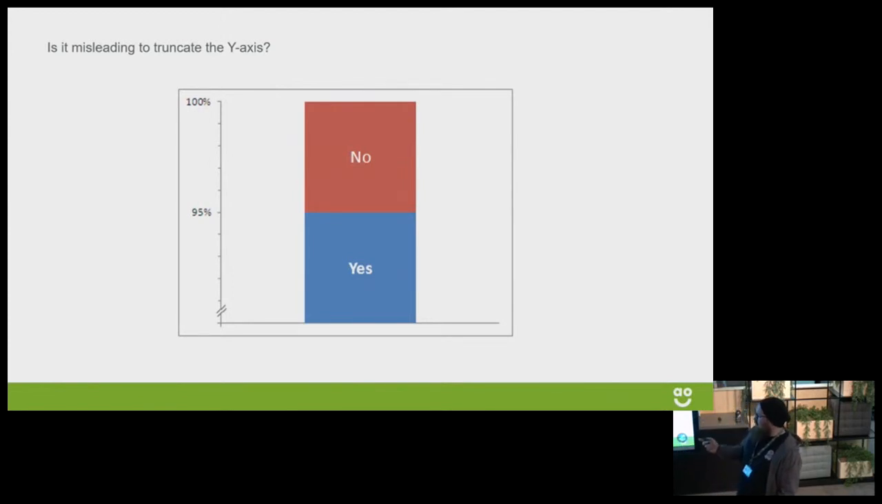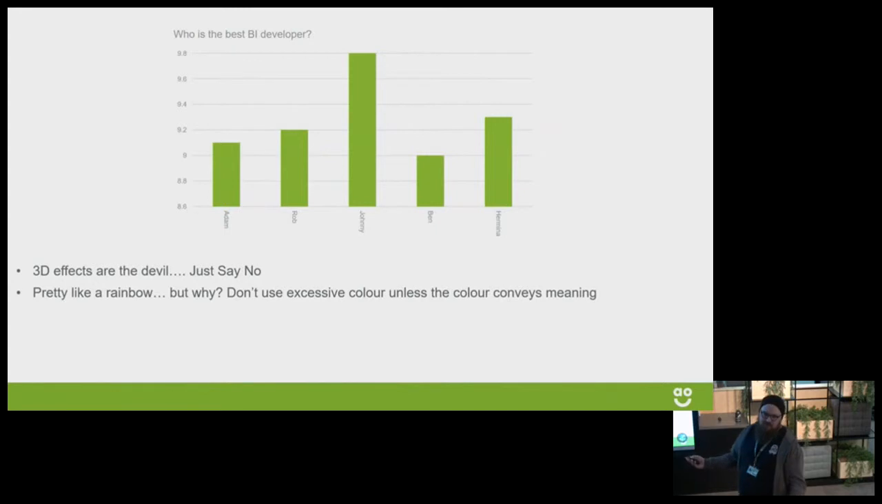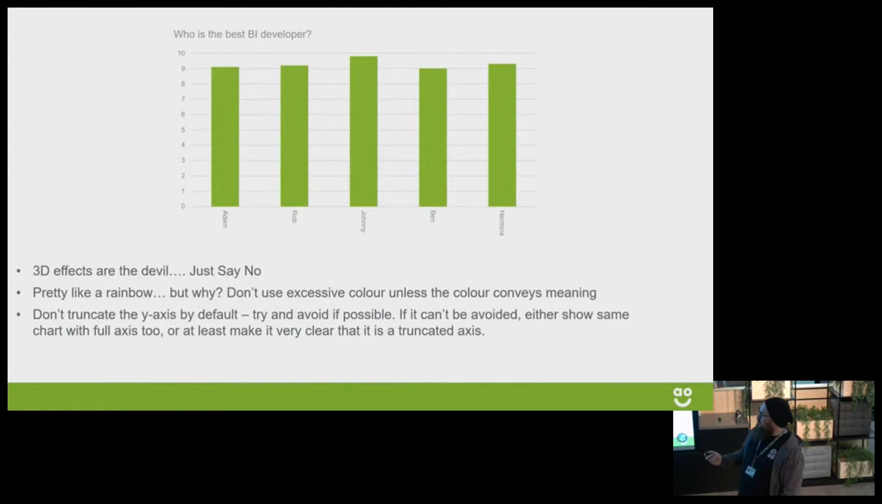So to look at this again, first instance, who's the best BI developer? It's Johnny, obviously. But the scale's been massively truncated. It only runs between 8.6 and 9.8. So if you actually apply the full scale on it, you look at it and say, that tells a very different story. That says that actually this fictitious company has got a wealth of BI talent and that everyone's of a very high standard.